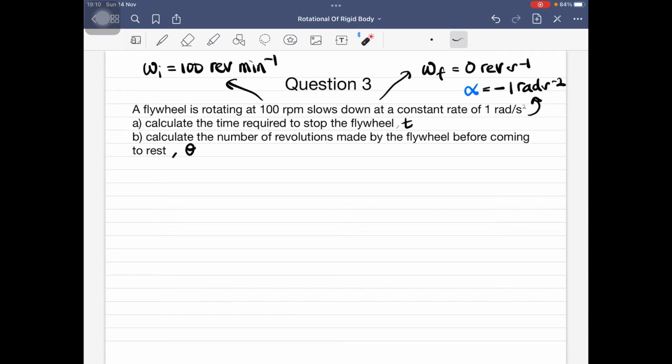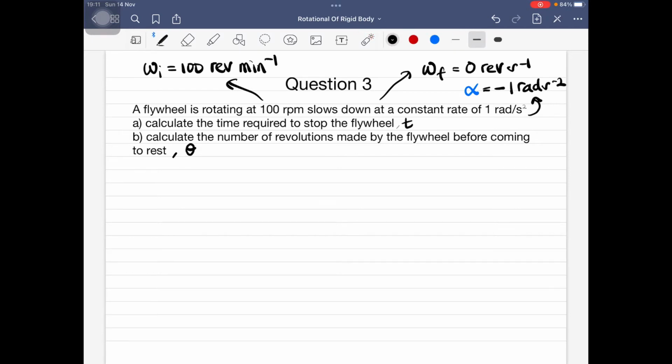So you see that all the info, omega initial, omega final, and also your angular acceleration, do not share a common unit, especially when you look at the revolution and the unit for time. This one is minute, this one is second, and this one is also second. So we need to standardize them before we can calculate. Okay, so first we need to decide.